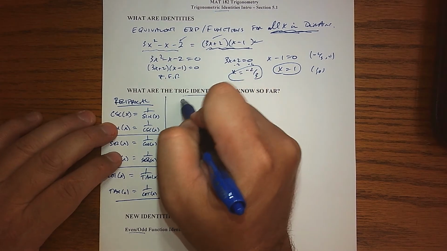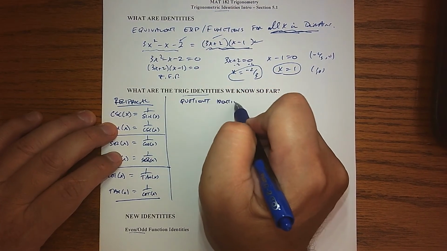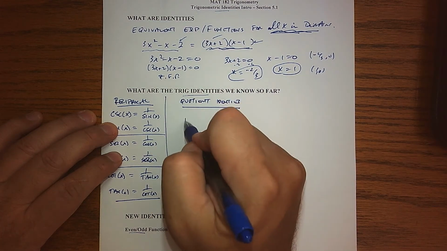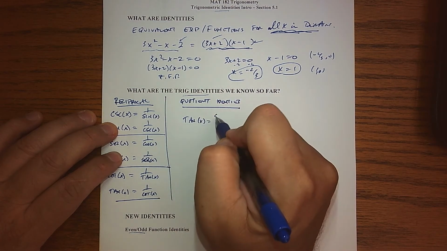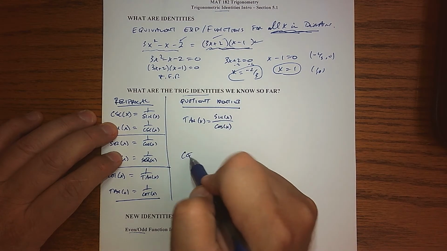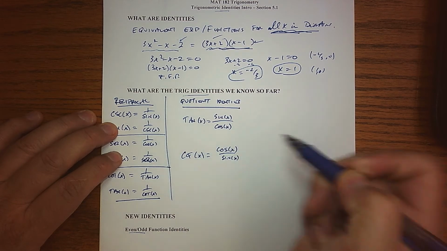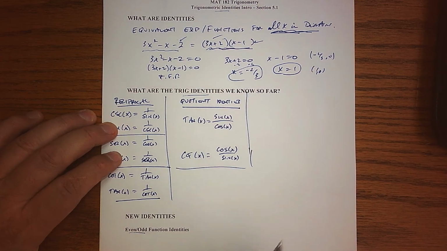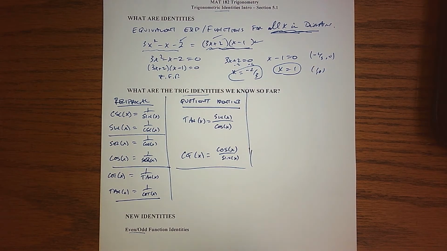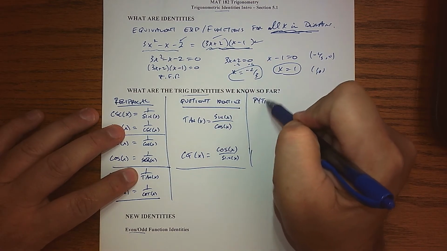Another set of identities that we've had are the quotient identities. These say that the tangent of x is sine x over cosine x, or the cotangent of x, being the reciprocal, is cosine x over sine x. So we had our two quotient identities that we've used quite frequently from time to time to do some work. And then we have also had the Pythagorean identities.